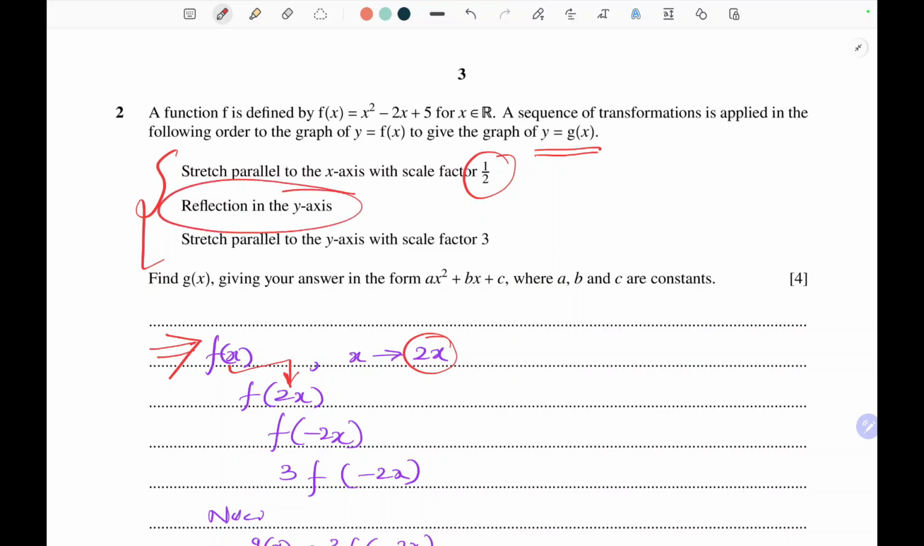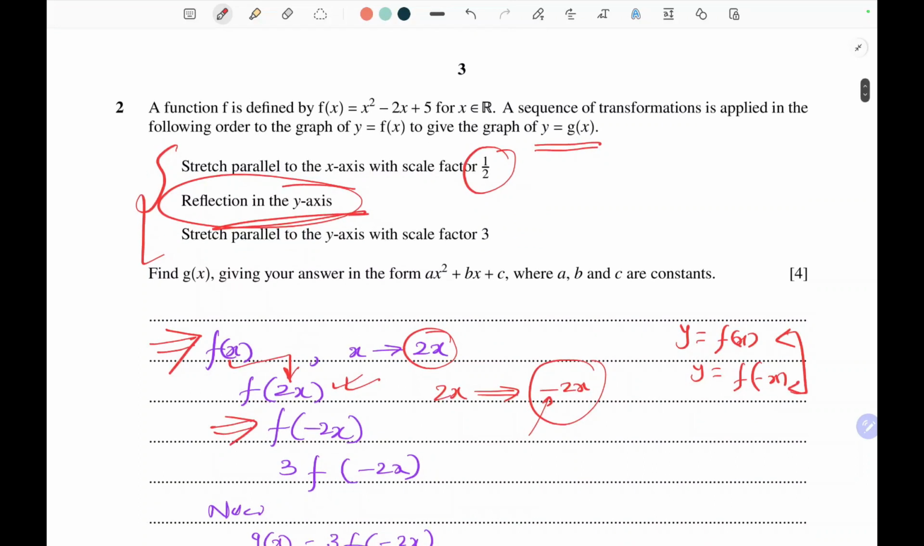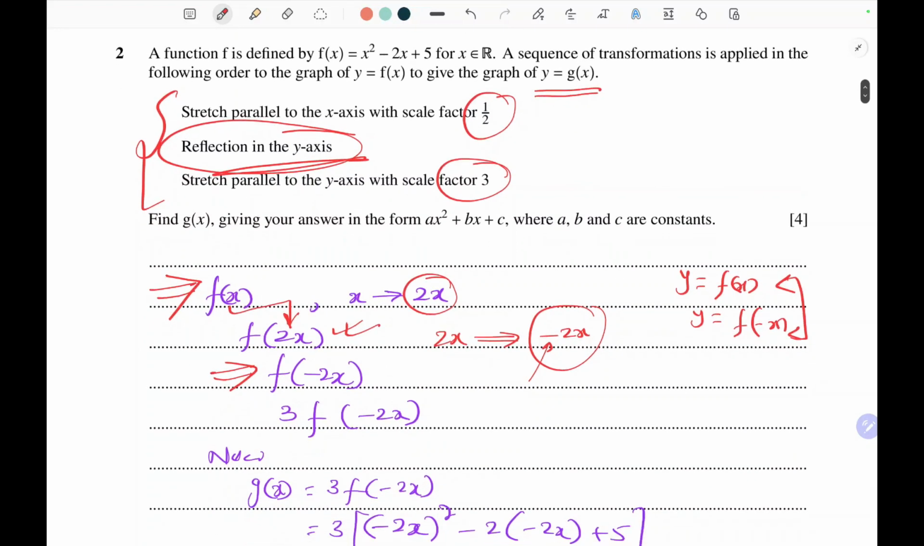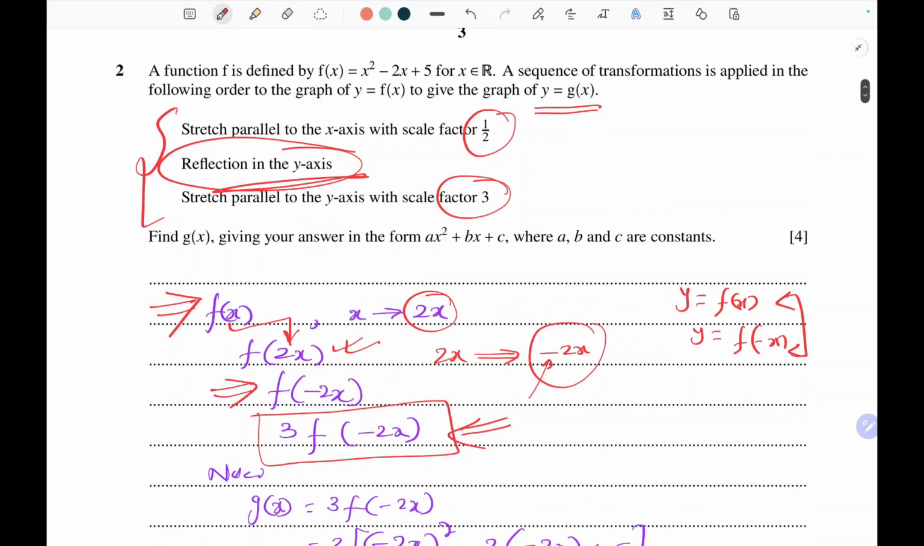Now reflection in the y-axis. We know that if we have y equal to f(x), and y equal to f(minus x), these two are reflections of each other with respect to the y-axis. So f(2x) is this. Now we have to reflect in the y-axis, so we just have to convert 2x into minus 2x. I mean we just have to introduce an extra minus. So now we got f(minus 2x). Now stretch parallel to the y-axis with scale factor 3, so just multiply by 3 outside. So 3 times f(minus 2x). This is my full transformation: 3 times f(minus 2x).